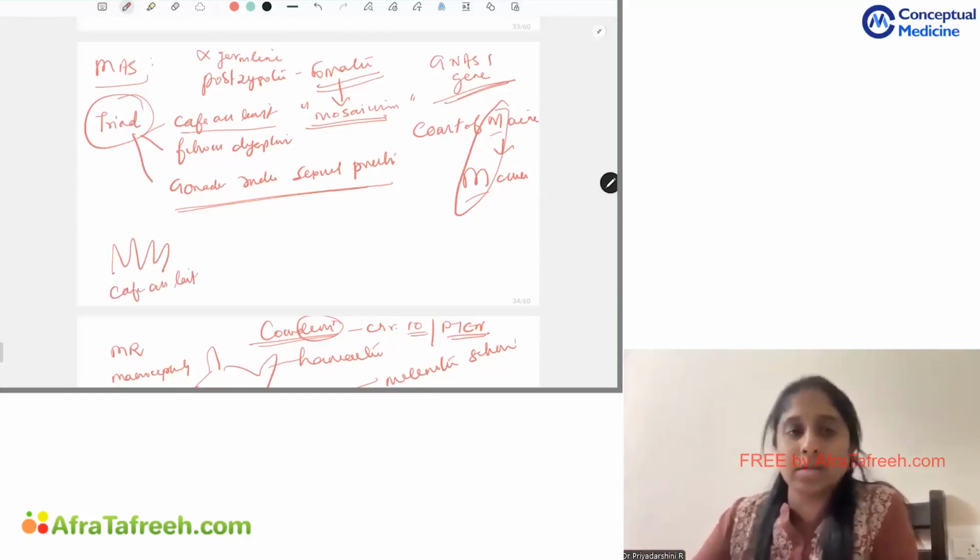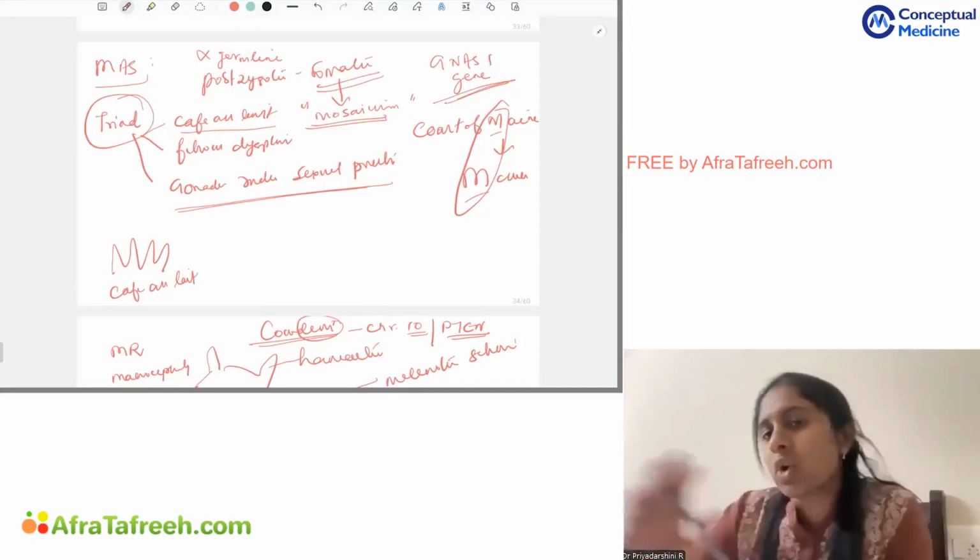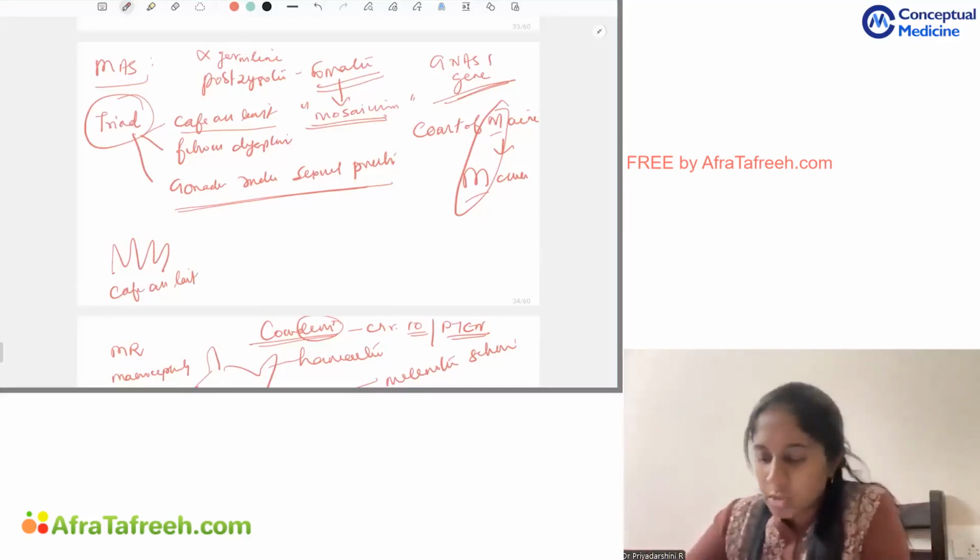And it will be very, very large. And this usually doesn't cross the midline of your body. Cafe-au-lait never crosses the midline of your body. Clear? So this would be the C.